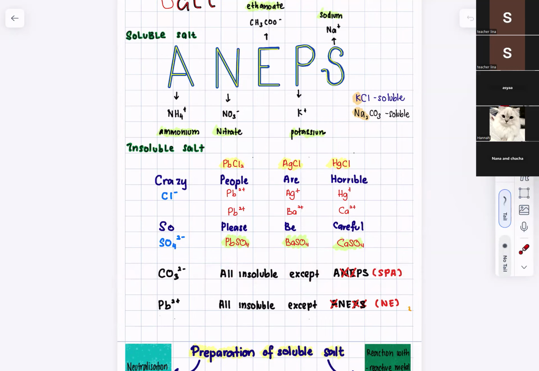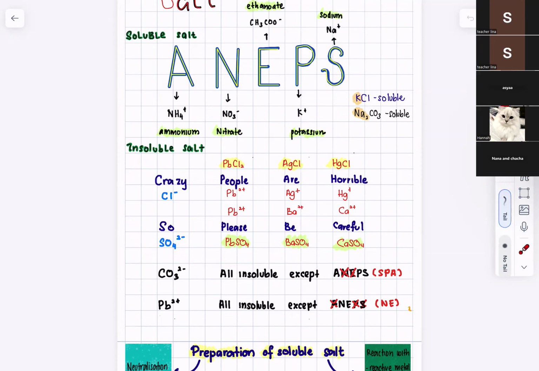Okay, again, last one. Barium sulfate, soluble or insoluble? Chacha. Soluble. Barium sulfate. Sulfate is insoluble and barium is this one, with a sulfate. So? Insoluble. It's not soluble. Insoluble.